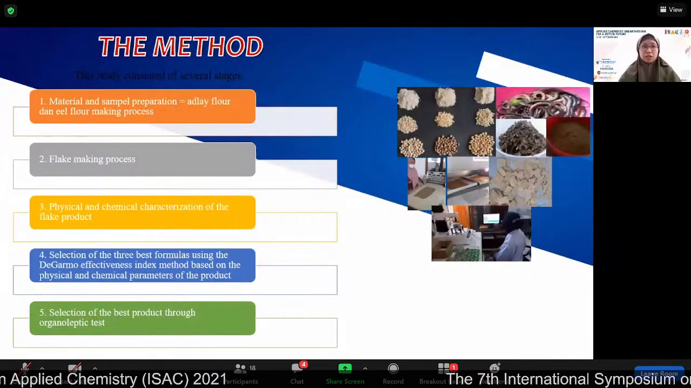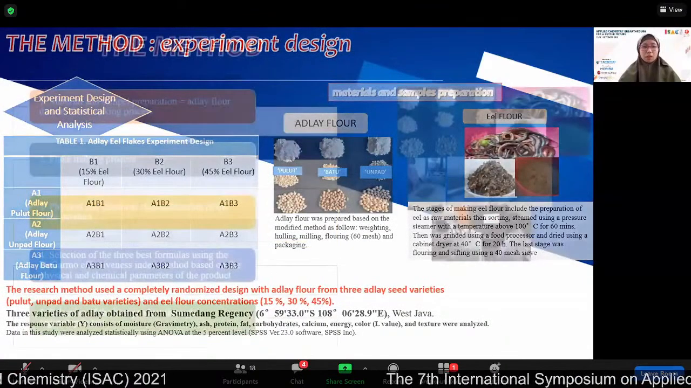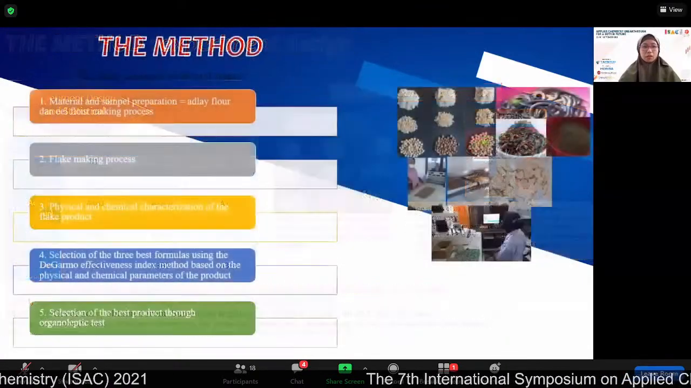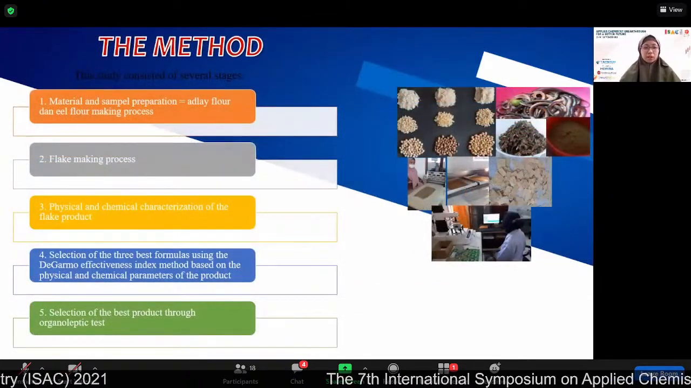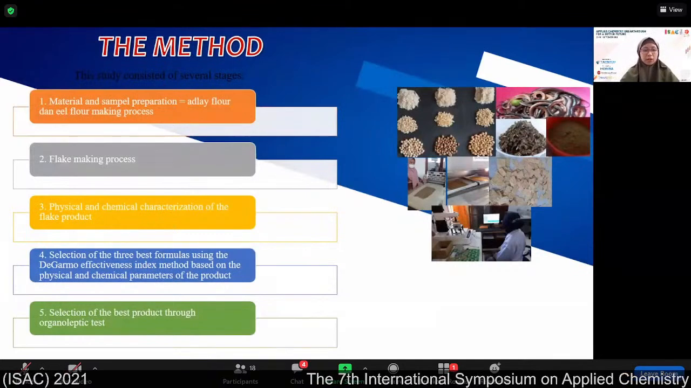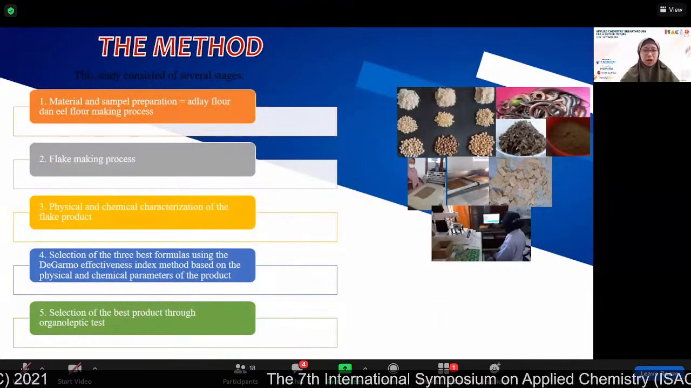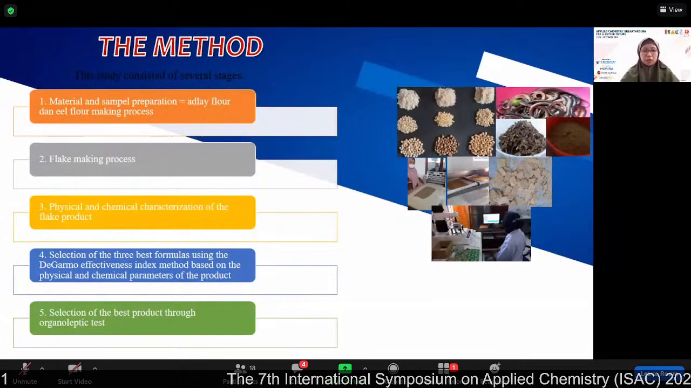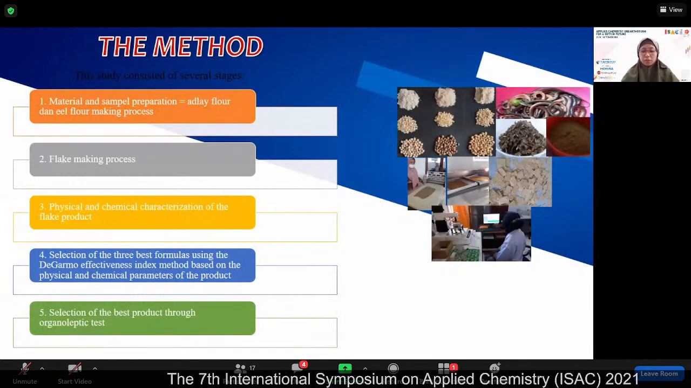The study consisted of several stages. First, material and sample preparation. Second, the flake making process. Third, physical and chemical characterization of the flake product. Fourth, selection of 3 base formulas using the effectiveness index method based on the physical and chemical parameters of the product. The last but not the least, selection of the best product through organoleptic test.